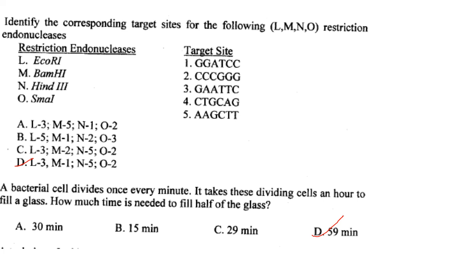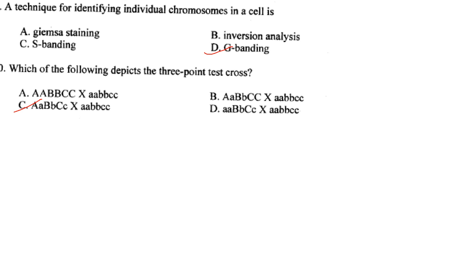Answer is option D. Then a technique for identifying individual chromosomes in a cell is Giemsa staining or G banding. Answer is option D. G banding or Giemsa banding is a technique used in cytogenetics to produce a visible karyotype by staining condensed chromosomes. So answer is option D.